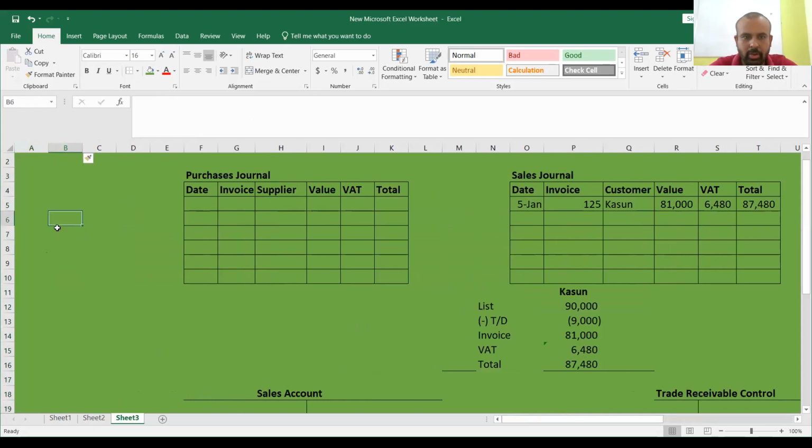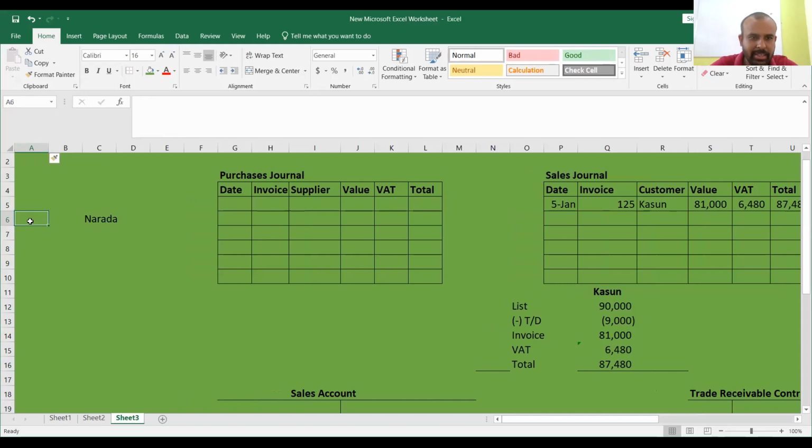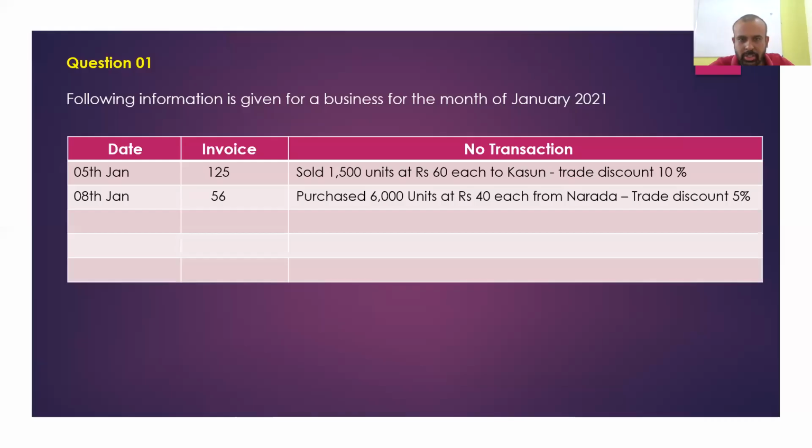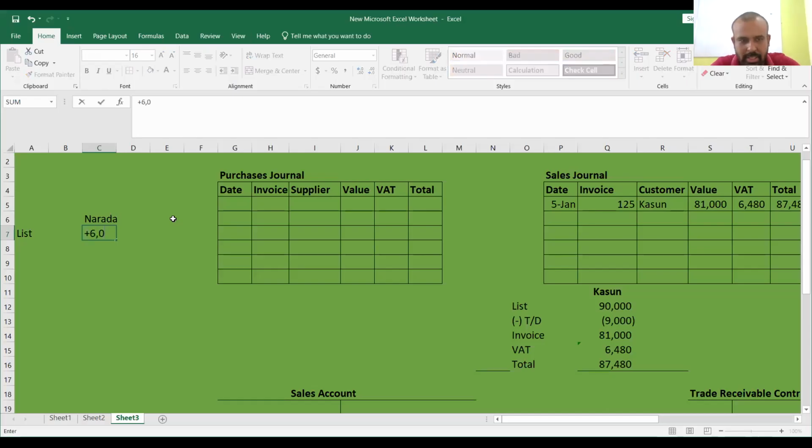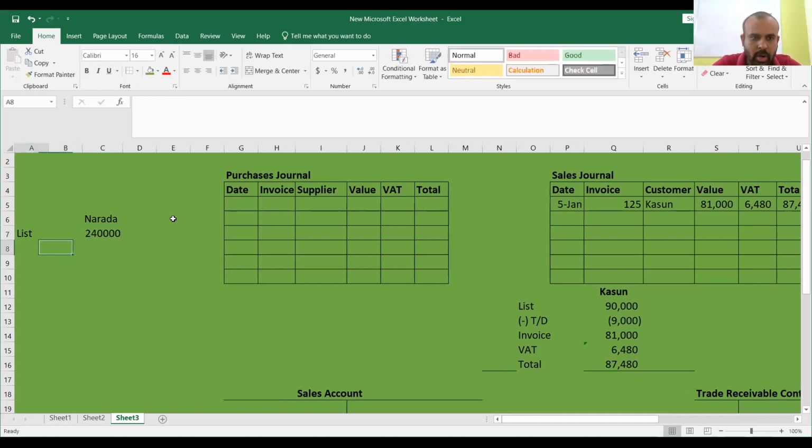Right. From whom have we made this purchase? Narada. Right. Tell me Narada's list price, that means the price before deducting the trade discount. Narada's price before deducting the trade discount is how much? 6,000 into 40, which is 240,000.